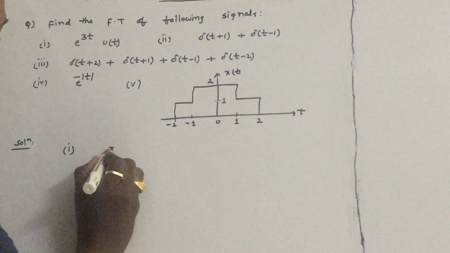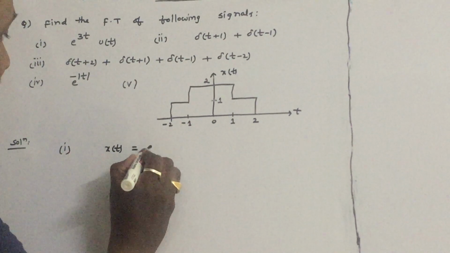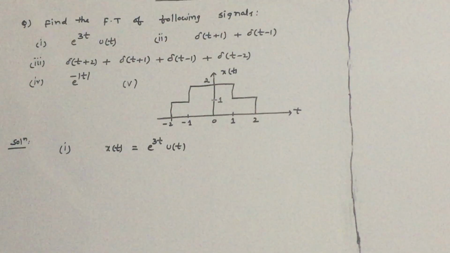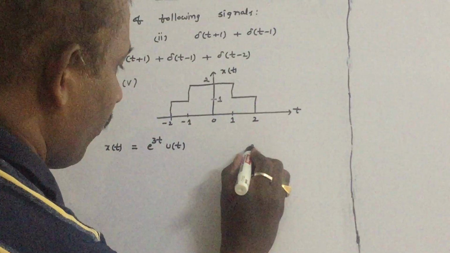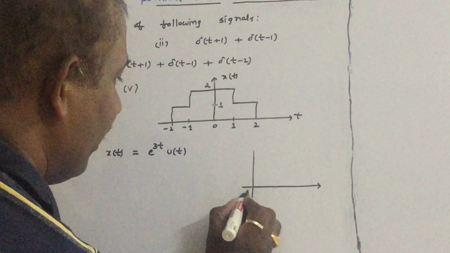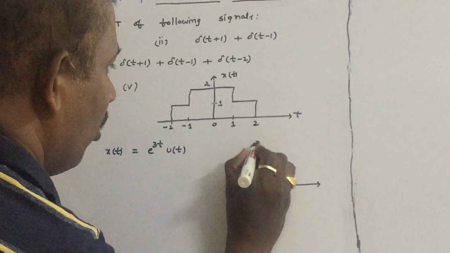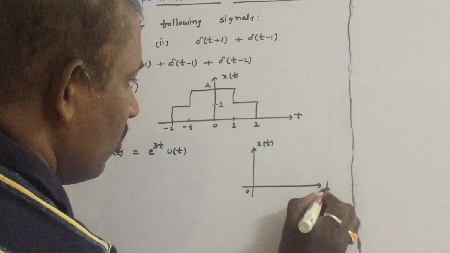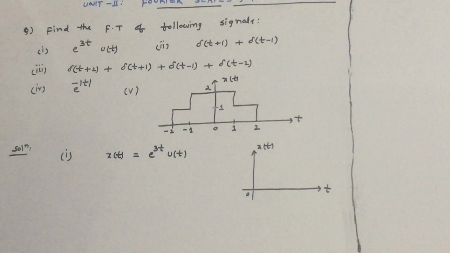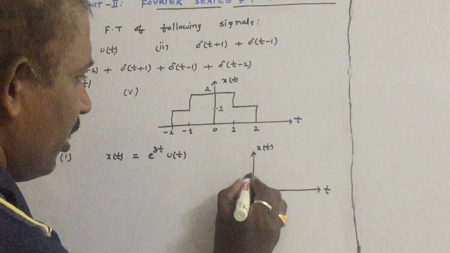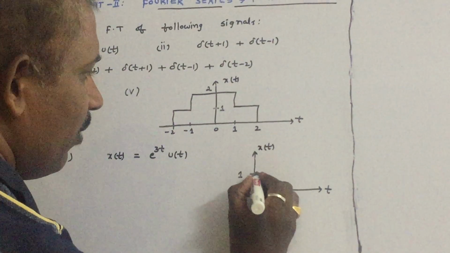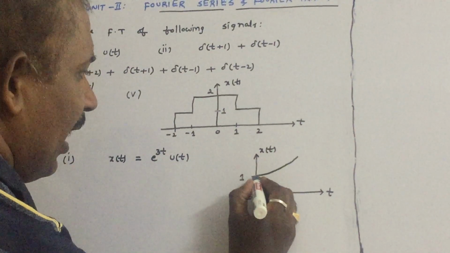So what is given? x of t is equal to e power 3t into u of t. So first let us find out what is the graph of this. The graph of this is very simple, as I explained in the first unit, how to draw the graph of exponential signals. So see, because of u of t, the waveform always starts from t is equal to 0. At t is equal to 0, e power 0 is 1. At t is equal to infinity, e power infinity will be infinity. The waveform will be like this.